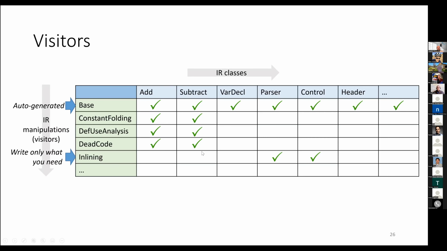So the base visitor that everybody inherits from needs to know about all the IR classes. But for example, when you do constant folding, you only need to know about some expressions, adding and subtracting and multiplication and stuff like that. But you don't need to worry about variable declarations or parsers or headers or anything like that. So this makes the passes written using visitors be very compact. They usually have only a few lines of code dealing with the classes that they need to deal with. Some visitors are complicated. Inlining is a more complicated visitor, but none of them needs to know everything about everybody.